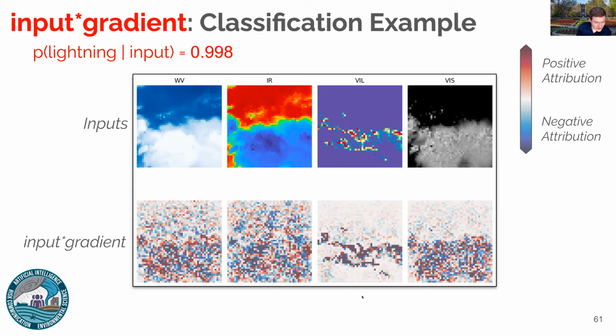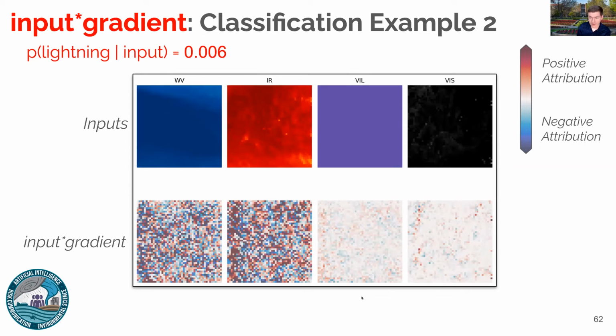I think that's all the notes I have on this one. So if we go to the next one. Again, since there was nothing in this image, you could see that the zeros of the VIL, or at least they're not quite zero, because otherwise the input times gradient would be zero everywhere if they were exactly zero. But the input values are really, really small.